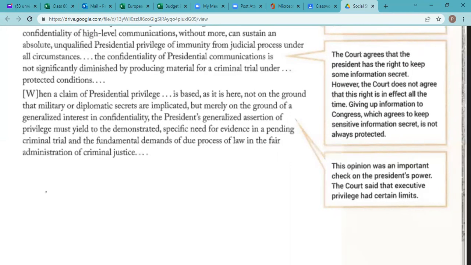All right. So breaking this down, it means this opinion was an important check on the president's power. So the court said that executive privilege had certain limits. Okay. So they kind of put the president in his place. You do have times where you have presidential privilege, but there are times where, hey, if we have to look at this, the U.S. Supreme Court and Congress do have the right in certain cases to be able to look into these matters.